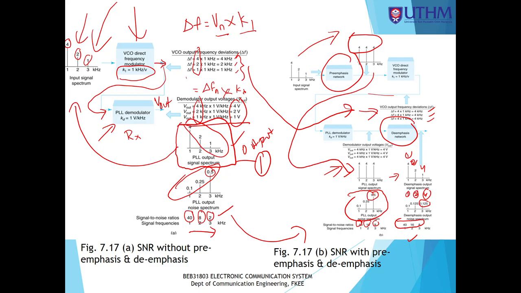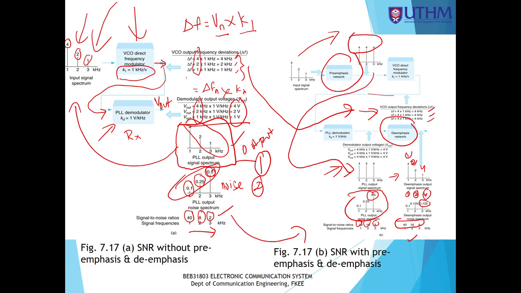Okay, and then the second question says that if noise is introduced in the system, where we have the noise level equal to 0.1 volt for 1 kilohertz, 0.25 volt for 2 kilohertz, and 0.5 volt for 3 kilohertz. So this is the given noise from question number 2. Ada tiga level of noise, where you are given 3 levels of noise for different frequencies.